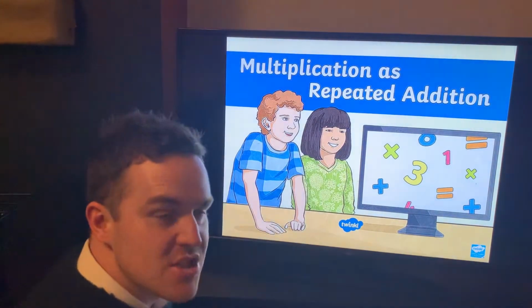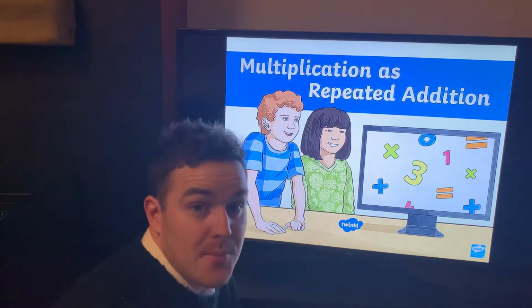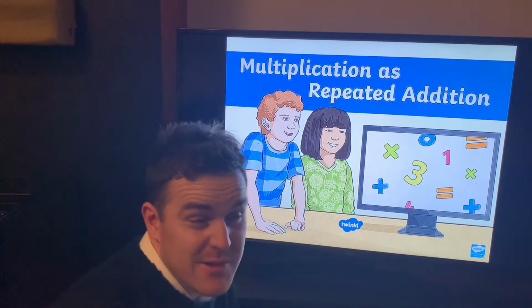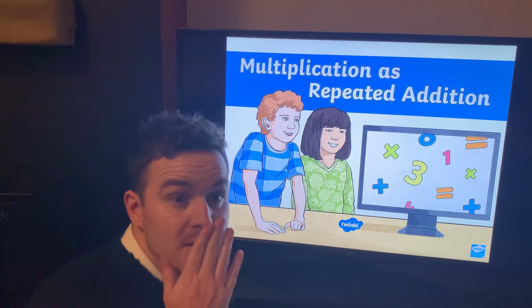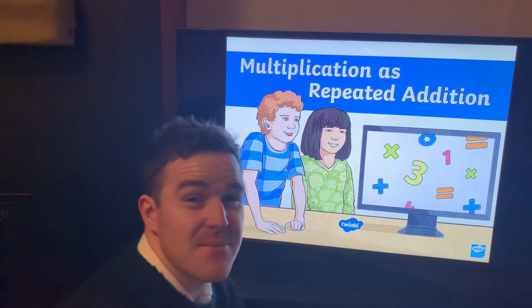Still on our multiplication topic, which we are almost finished. We will come back to this later on in year one, but we're going to move on because we don't want to stick in the same thing over and over again.